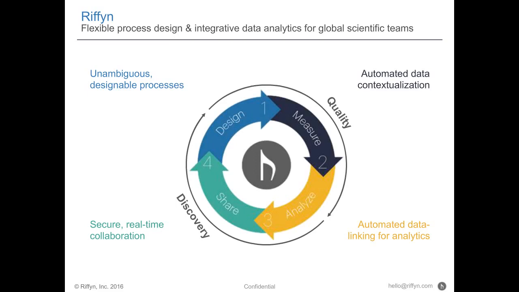A design capability, which allows you to specify without ambiguity the experimental methods and processes you use. It then uses those experimental processes to provide automated context to your data as you acquire it in real time. And that allows you to endow your data with meaning without having to write down a lot of information repetitively.